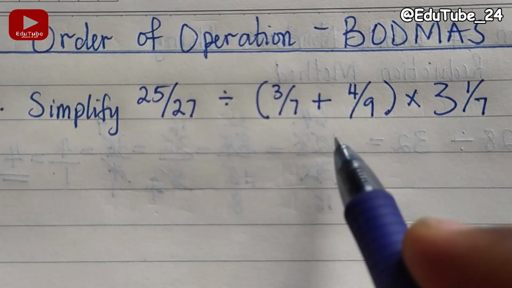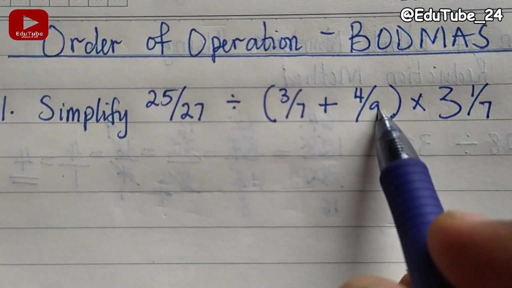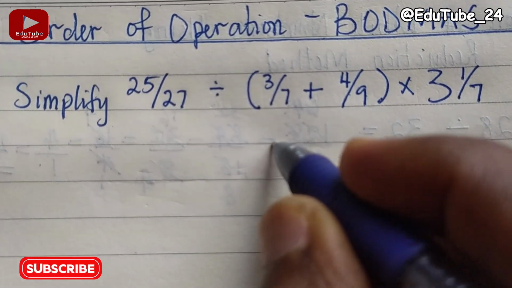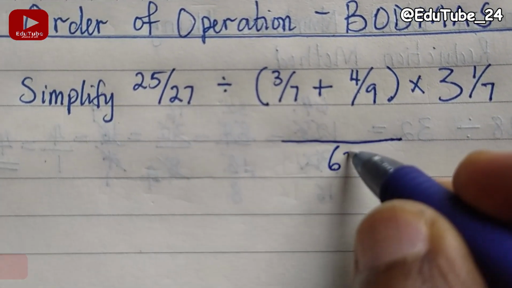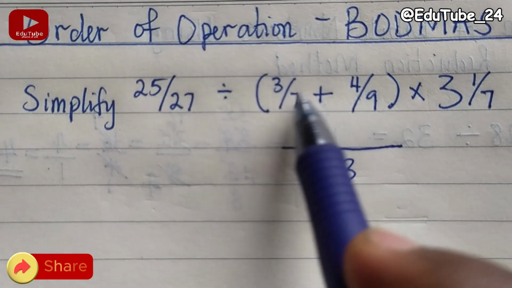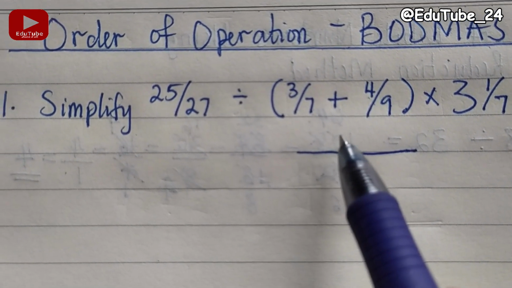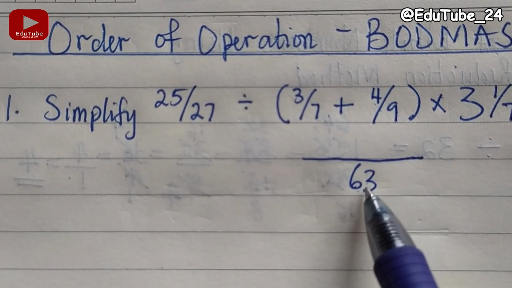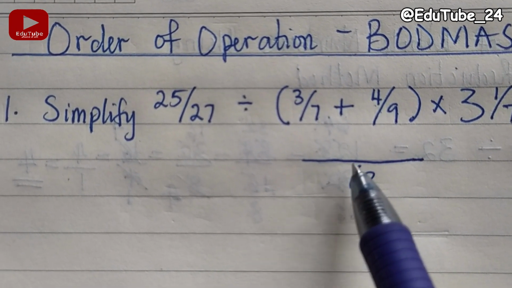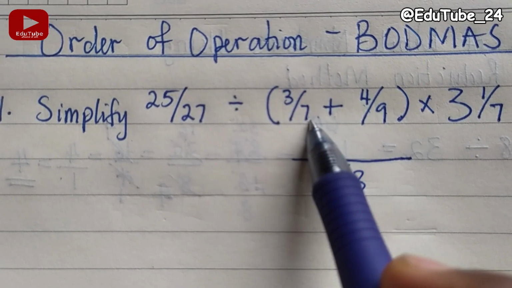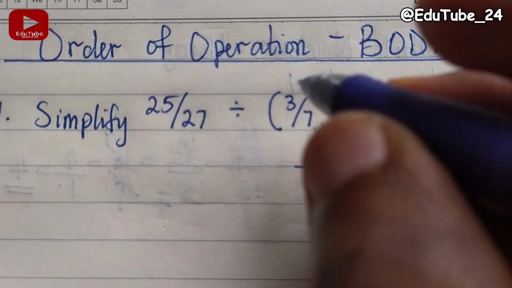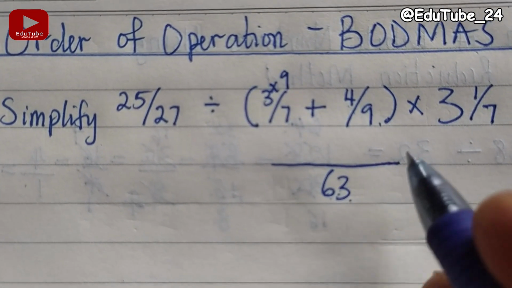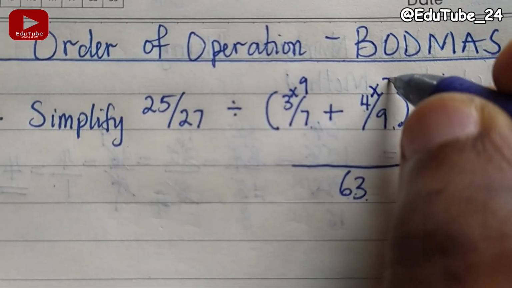Working out what is inside the bracket, because this is an unlike fraction, we are meant to add these unlike fractions. So I will find the LCM of 7 and 9, and LCM of 7 and 9 is 63. After finding the LCM, we will now use each denominator to divide our LCM and then use our answer to multiply the numerator. So basically 7 in 63 is 9, so I will say 3 times 9, and then 9 in 63 is 7, so I will say 4 times 7.